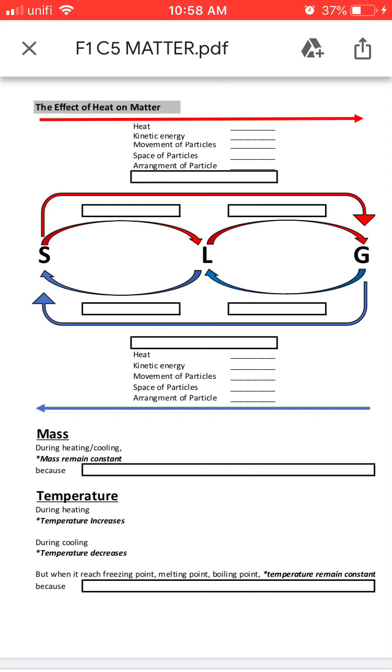Apa peleburan? Apa itu peleburan in English? Liquid to gas is boiling, kan? Okay, so you just fill up the box.